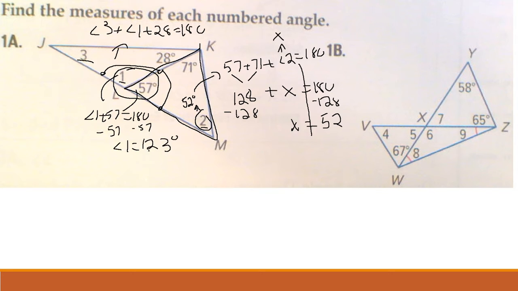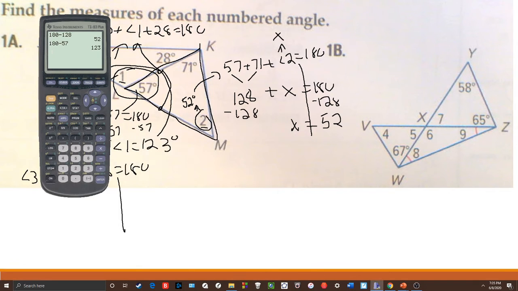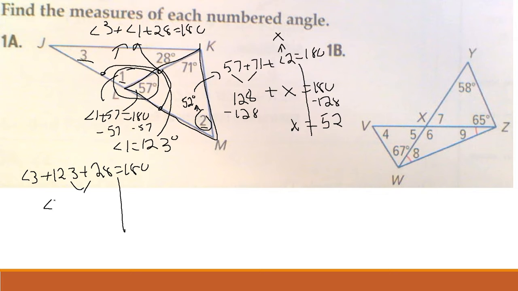So we know that angle 1 is 123 degrees, and then we can plug that into this equation up here. So I can do angle 3 plus 123 plus 28 is equal to 180. Then again, I combine my like terms, so 123 plus 28, which I can probably do in my head, but I really don't feel like it, is 151. So angle 3 plus 151 is equal to 180.